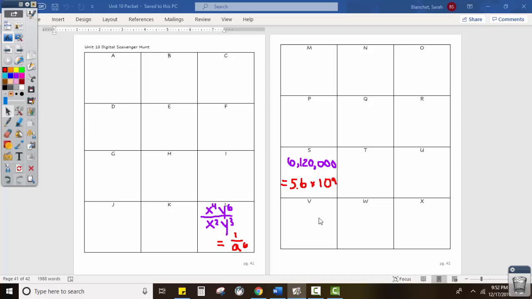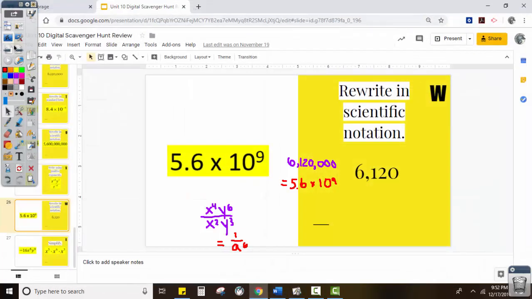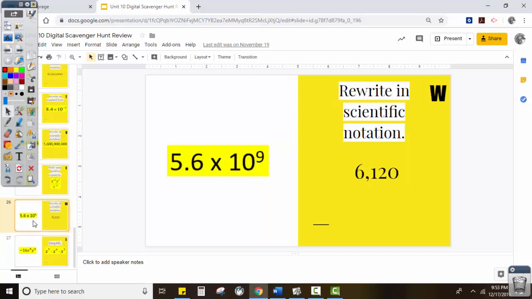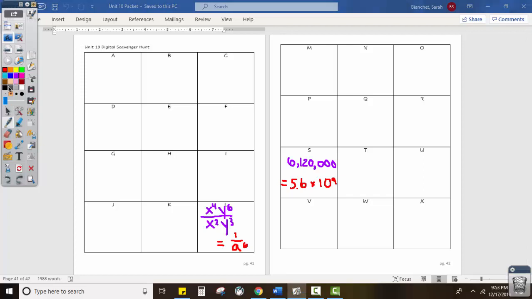Then what I'm going to do is go back to the slide, and look for 5.6 times 10 to the ninth. So I could scroll here until I found it. It's right here. And so I see that's on slide W. So now I go to box W on my paper, and rewrite this number, 6,120, in scientific notation. So I would go to W, 6,120, and you'll keep going.